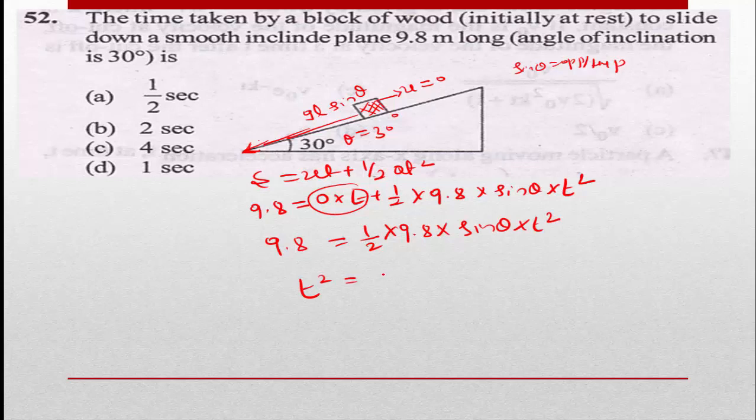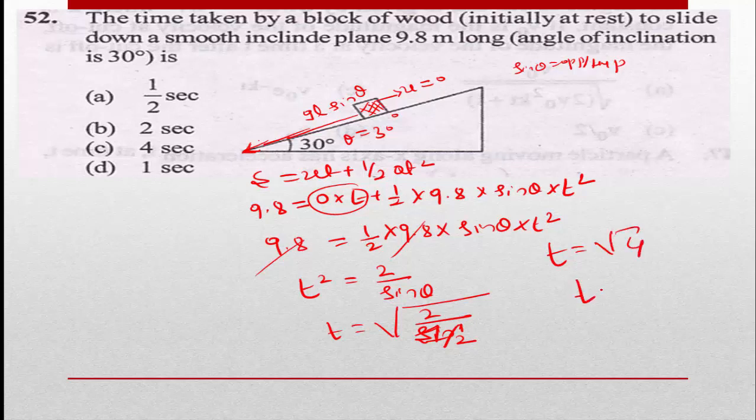Therefore t square is equal to 2 divided by sin theta. Then t is equal to root of 2 divided by sin 30 degrees, and the sin 30 degree value is 1 by 2. Here t is equal to root 4. Therefore t is equal to 2 seconds. Option B is the right answer for this question.